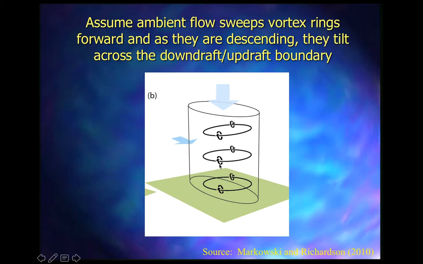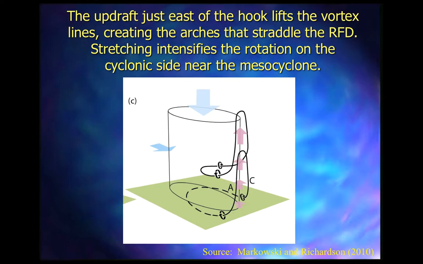And notice it's uniform at all levels in a simple schematic because there's downdraft in the middle. Now, suppose you have environmental flow coming from this direction. As it says here, let's assume the ambient flow sweeps vortex rings forward as they are descending. So these things are descending due to the downdraft. But if you add now an environmental flow component, then it tilts the vortex lines across the updraft-downdraft boundary. So there's updraft over here, the mesocyclone. The rear flank downdraft is here. So these things are getting lifted on the forward edge, descending on this edge, and the environmental flow is advecting them from left to right, as you see there.